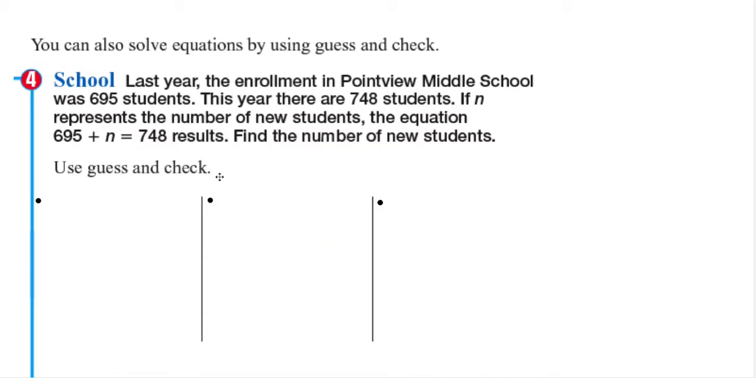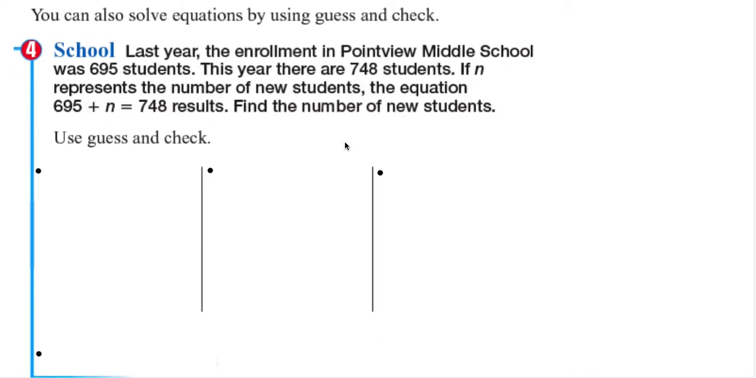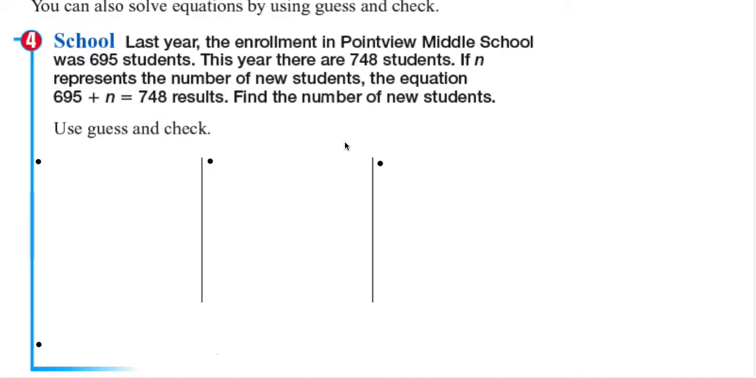And finally, example number 4, we can also use guess and check to solve equations or to solve problems. Last year, the enrollment at Point View Middle School was 695 students. This year, there are 748 students. If n represents the number of new students, the equation 695 plus n equals 748 results. Find the number of new students.